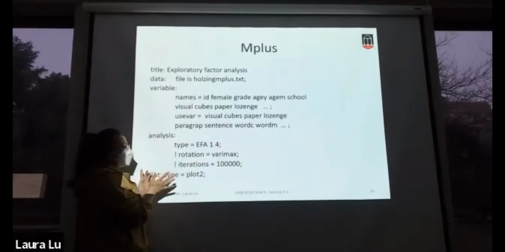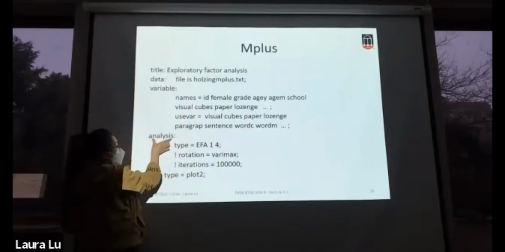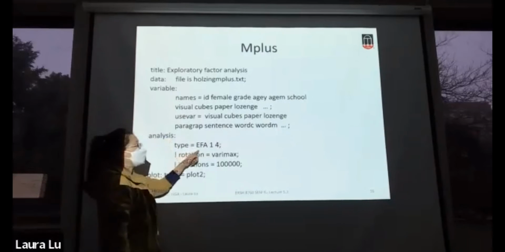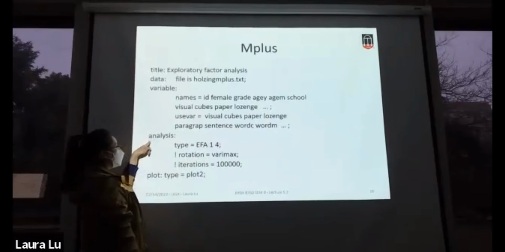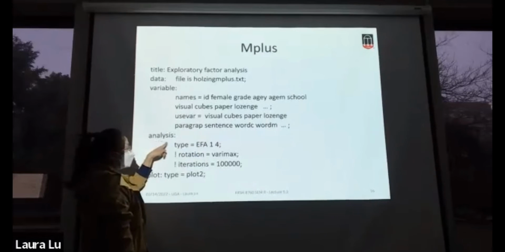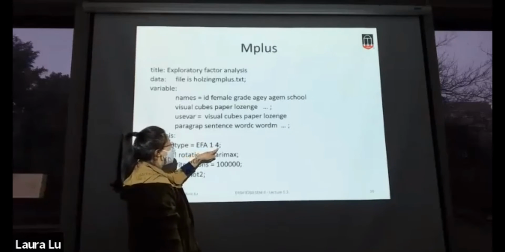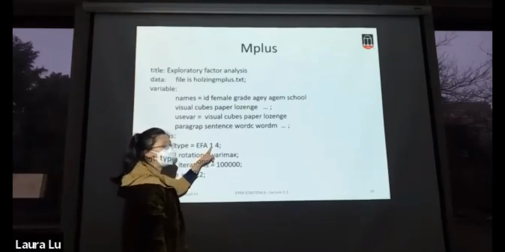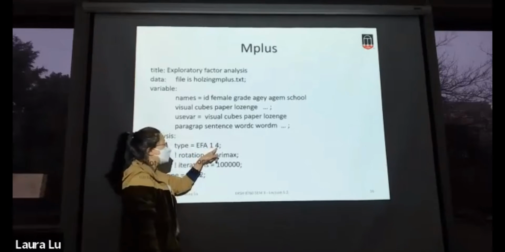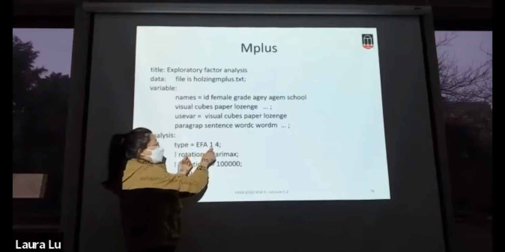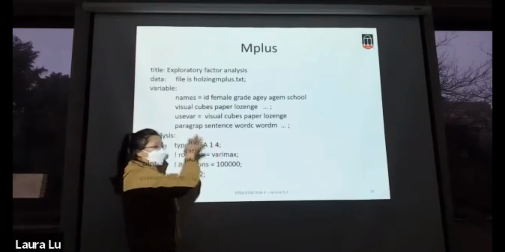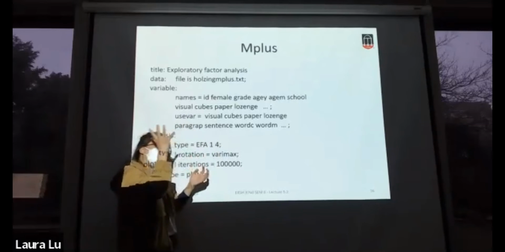It's very simple. Type of your analysis: EFA. EFA is the type of your analysis. And then we have 1 and 4. What does that mean? Okay, so 1 is the minimum number of factors. 4 is the maximum number of factors inside this EFA. After you put 1 to 4, actually you have 4 sets of results.